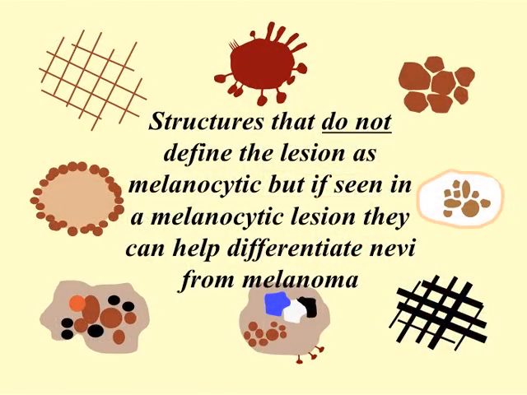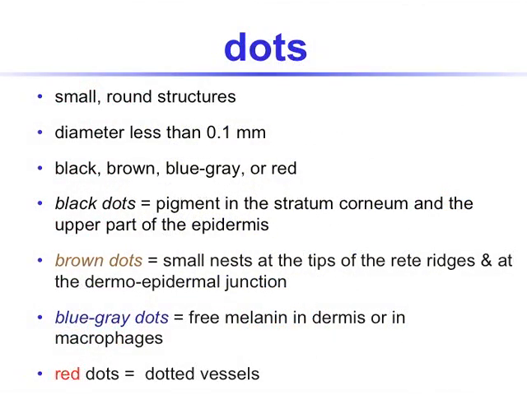Okay, now, there are structures that we see in melanocytic lesions that can help you decide whether the lesion is benign or malignant, but these structures don't define the lesion as melanocytic. Okay? So, dots. Dots, basically you can think of very small globules, end up being dots. They can be black, brown, blue-gray, or red. But again, red really represents blood vessels. Blue-gray, you now know, is your melanin, free melanin, melanophages. Brown would be small nests at the DE junction or slightly above. And black dots represent melanin in the stratum corneum.